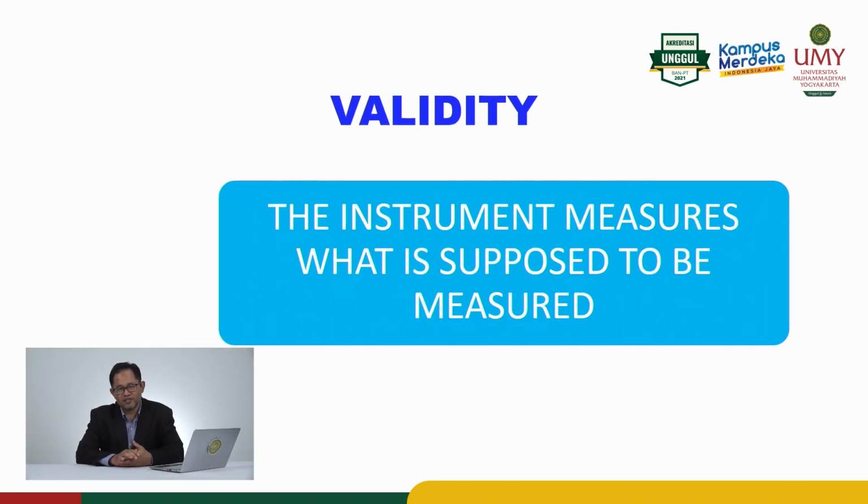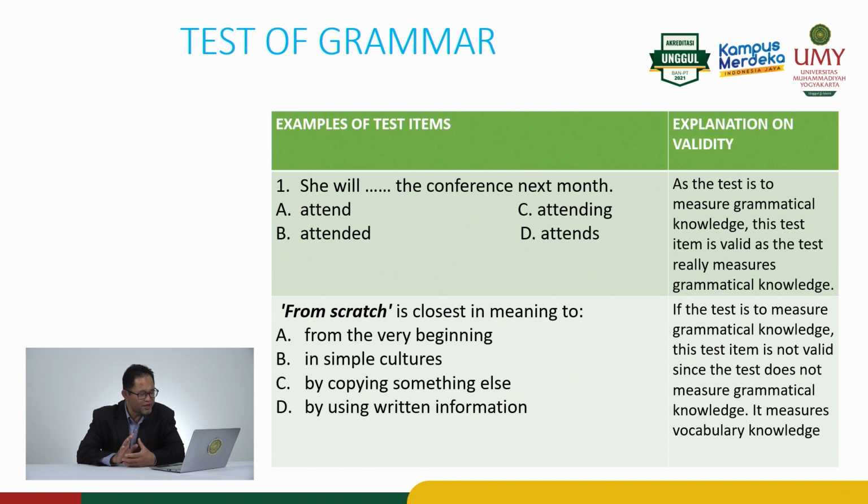Now let us talk about what validity is. Validity is a certain characteristic of an instrument that shows that the instrument can measure what is supposed to be measured. I'll give you an example here. If you would like to test grammar, the instrument will test grammar. The first example is: "She will blah blah blah the conference next month," with multiple choice A, B, C, D. And the second one says: "From scratch" is closest in meaning to blah blah blah. Which one of the two tests grammar?